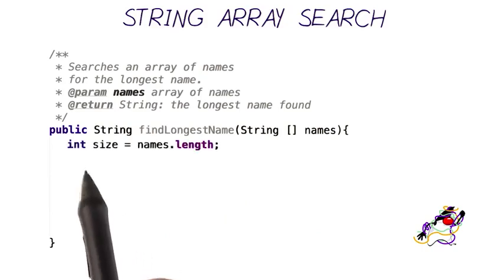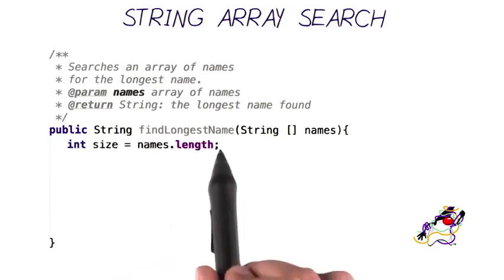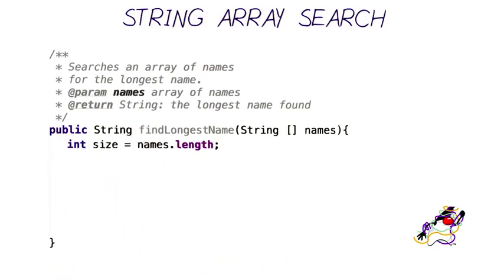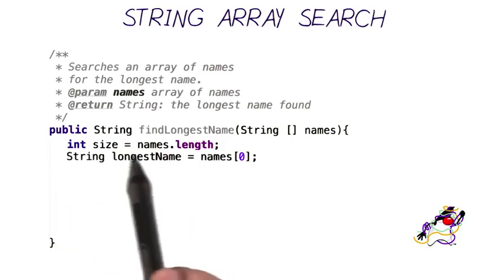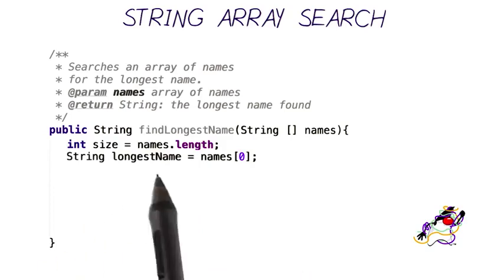The first thing we want to do is calculate the length of our array and store it into a variable size, so that we know how many cells exist in this array, and then hence build our loop based on that. The second thing we want to do is initialize a variable called longestName or whatever that would store the longest name we've found so far, and we want to initialize it to names[0], which is the first name in our array.